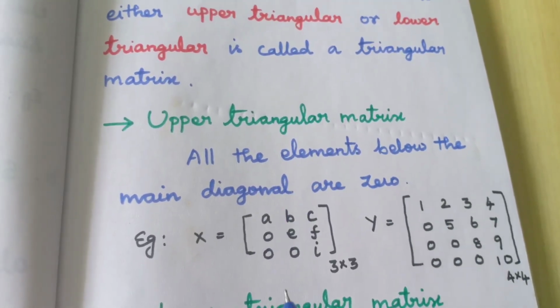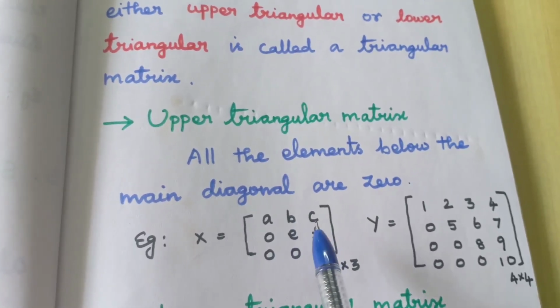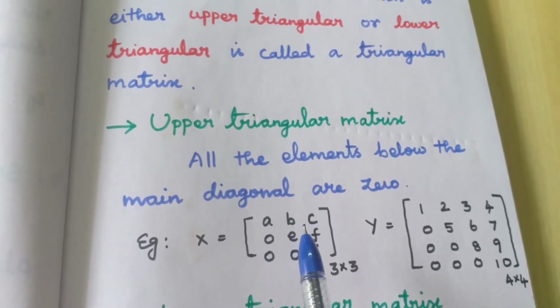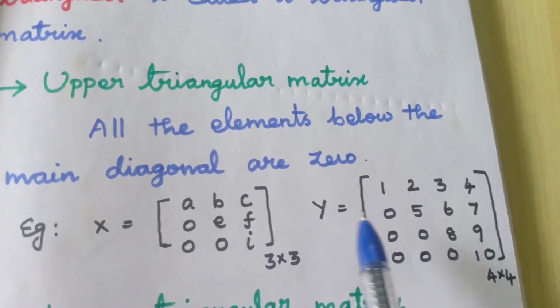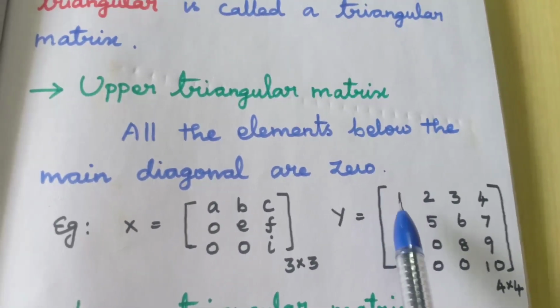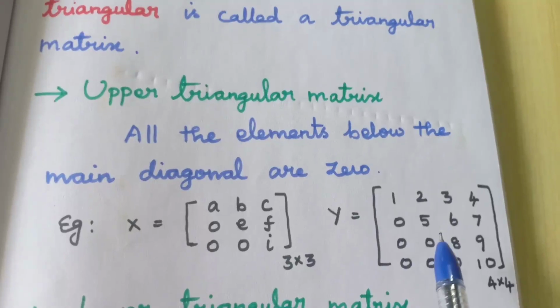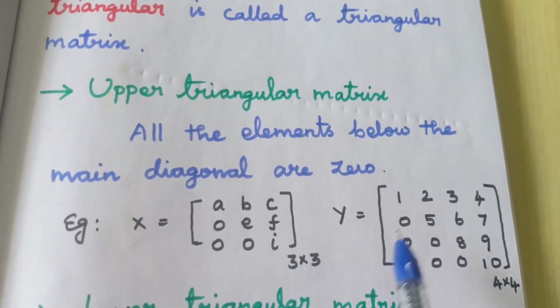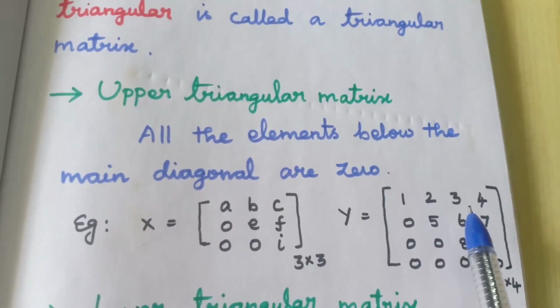Another way to remember: above the main diagonal, the entries can be non-zero, and it is still called an upper triangular matrix. So see the example, Y equal to, we have the 4 by 4 matrix. The main diagonal elements are 1, 5, 8, 10. So below that main diagonal, the entries are 0. So this is called an upper triangular matrix.